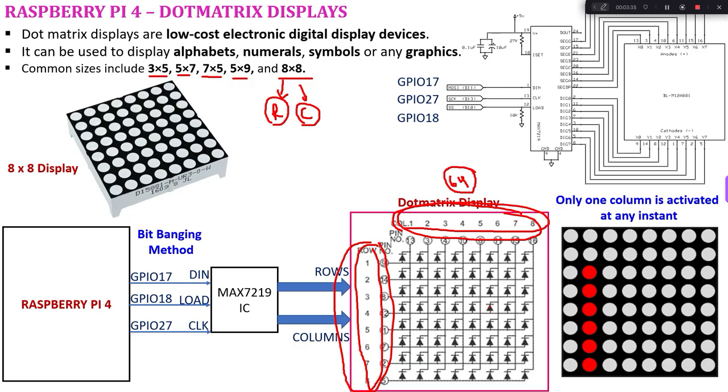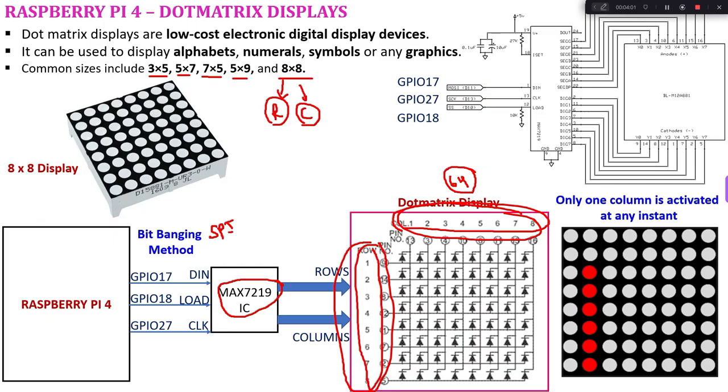Still, I want to reduce the number of pins. 16 is still a big number, right? So I can't use 16 GPIO pins for connecting one dot matrix display. So still I need an improvement to reduce the number of GPIO lines. In that case, I am going to use an IC called the MAX7219 IC. In this MAX7219 IC, it takes the data using the SPI protocol.